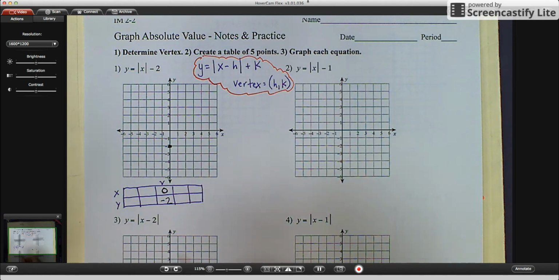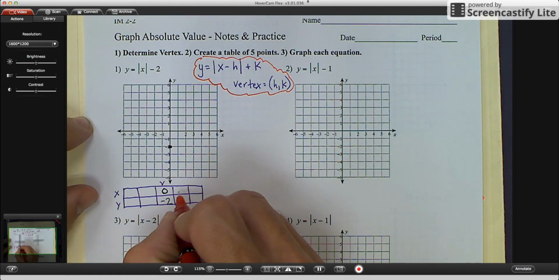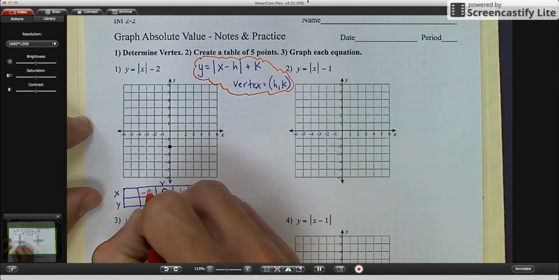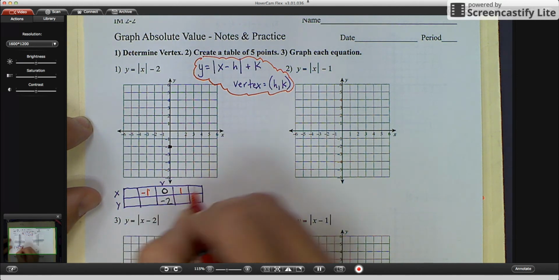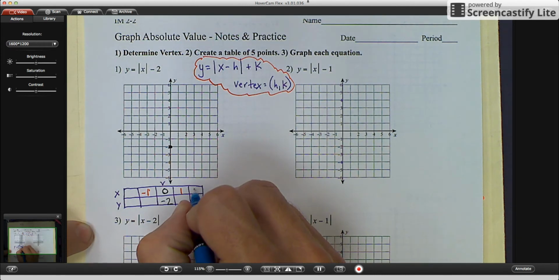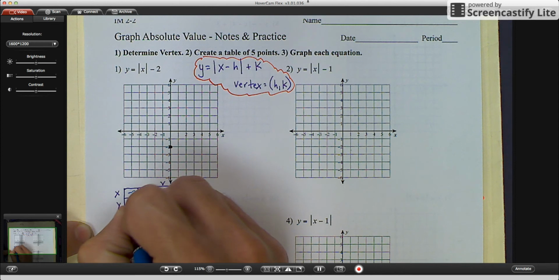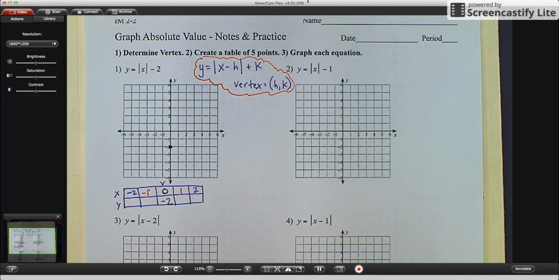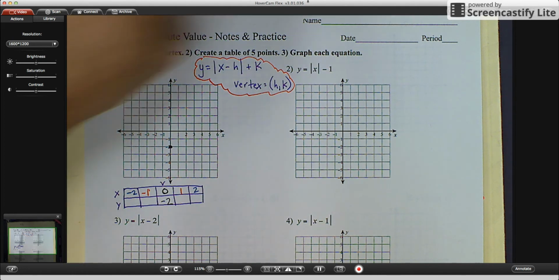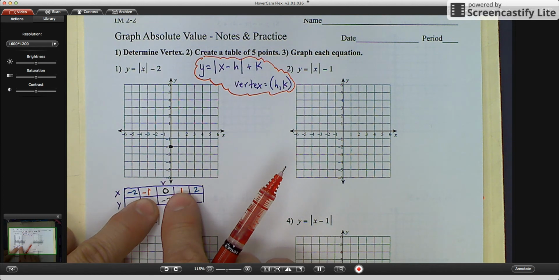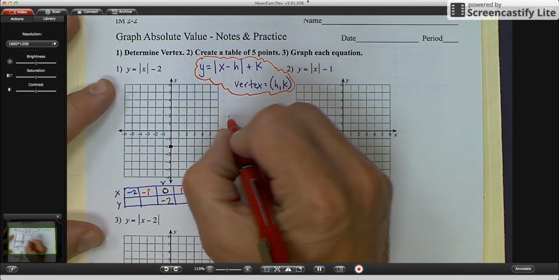Based on that, we can find our other points to plug in by choosing values the same distance away from 0 on a number line, so positive 1 and negative 1. And then we'll put our fourth and fifth point, positive 2 and negative 2. As long as they are the same distance away from your vertex, you'll be good to go. Now we're going to figure out the y values for our x values by substituting them into the original equation.